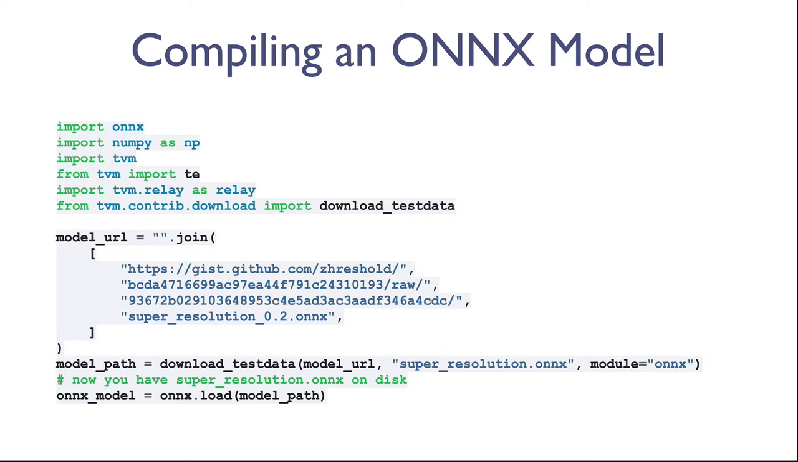The model that we're going to be using is the super resolution ONNX model that takes a small image, 224 by 224, and upsizes it. So we define the model URL, and then we have a model path that we're going to save the model to. We download the test data, and then we load the ONNX model.